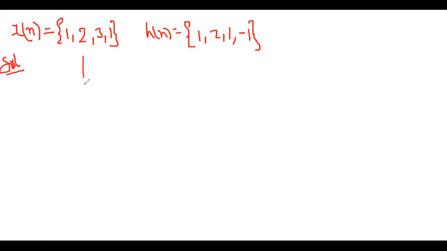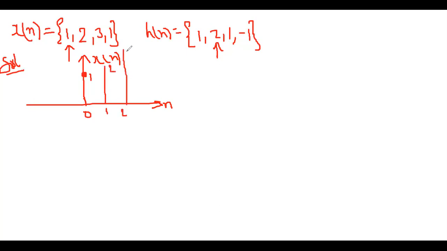So x of n graphical representation. Here the arrow mark is at 1. Arrow mark means n is equal to 0. At n is equal to 0, the value of x of n is 1. This varies with respect to n. And at 1 it is 2, at 2 it is 3, and again at 3 it is 1.